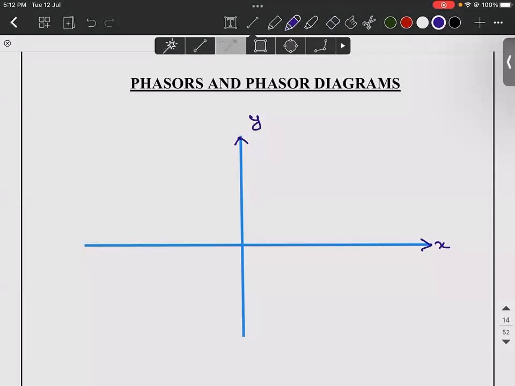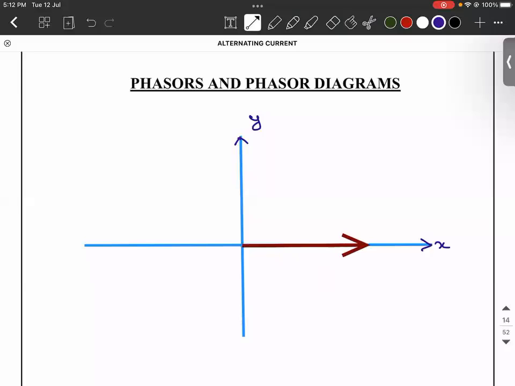Now listen to this. If I take an arrow mark like this, concentrate, this is what is important. What is the second point telling you? The length of the vector. So I've drawn an arrow mark with a particular length. The length of the vector represents the amplitude of that physical quantity. What are the two physical quantities we are concentrating upon? EMF and current. We know that EMF is represented as E equals E naught sin omega t. So when I say amplitude of EMF, it is E naught.